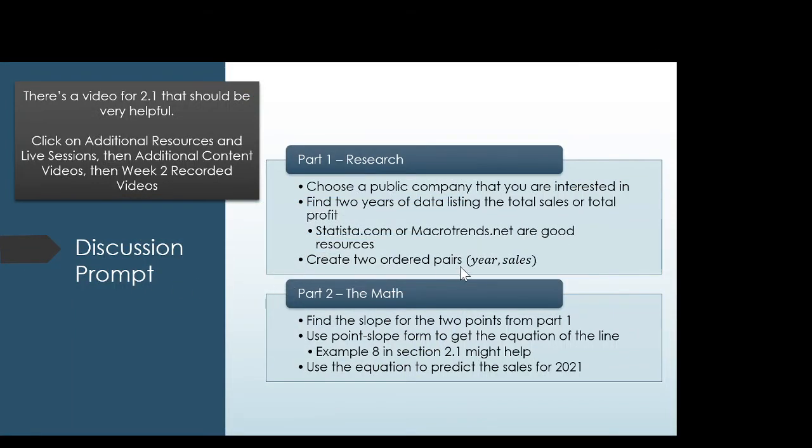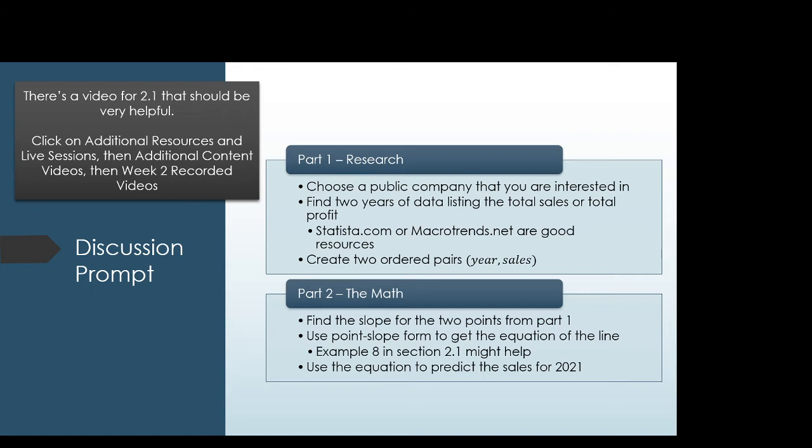So you're creating ordered pairs, your year, and then sales, profit, something that you're going to be predicting here. And then you're going to get into the actual math part. So you need to find the slope for those 2 points. So that will give you the slope, which is going to tell you how much it changes per year. So if you get a positive slope, it's increasing per year. If it's a negative slope, then it's actually decreasing per year. And so it's losing money.